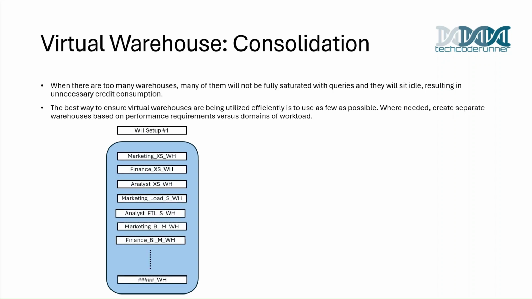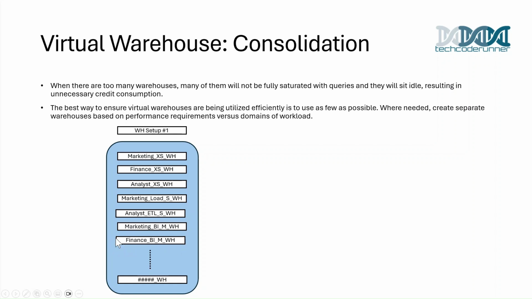So let's say you have a warehouse setup like this. You have a marketing warehouse. You have multiple teams in your company, like marketing team, finance team, analyst team, for querying data via Snowsight. Per department, you created a marketing extra small warehouse, finance extra small warehouse, analyst extra small warehouse. For loading data, the marketing team uses a marketing load warehouse, and the analyst team, doing any kind of ETL transformation within Snowflake, uses an analyst ETL warehouse. And for reporting or business intelligence needs, the marketing team uses a marketing BI warehouse, and the finance team uses a finance BI medium warehouse.